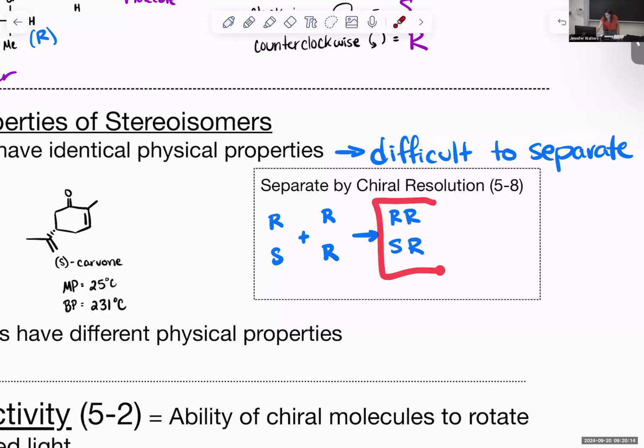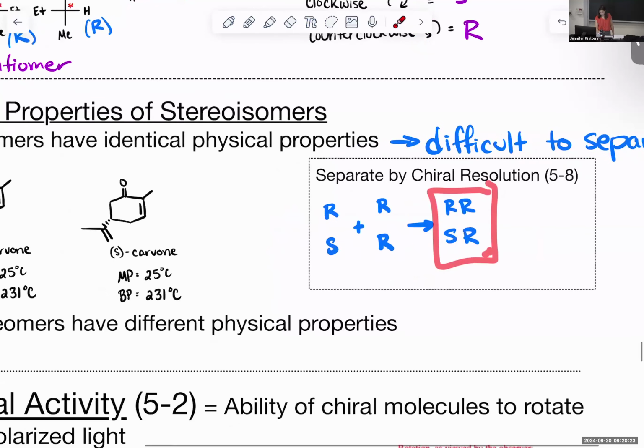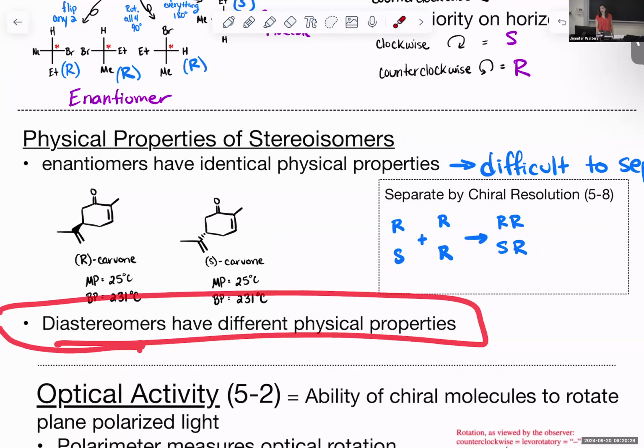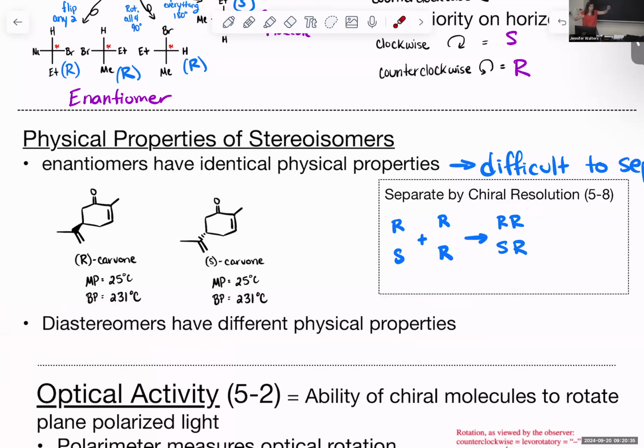What is the relationship here? If I flipped one but not all. They're diastereomers, right? Diastereomers are going to have different physical properties. They're going to act like totally different molecules. So the diastereomers, you can easily separate. They can just go into different bottles based on their boiling point or their polarity or melting point, whatever separation technique you're trying to use. You can separate them, put them into different bottles.